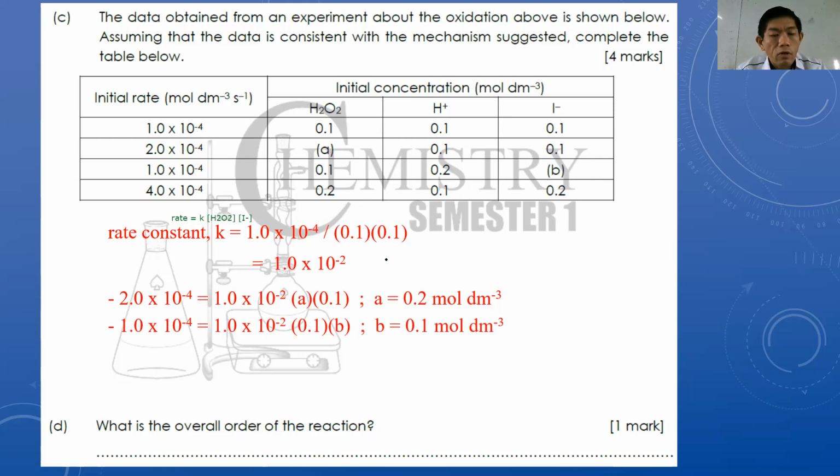D, what is the overall order of reaction in here? Since rate is equal to K H2O2 times I minus, both of them are first order, so the overall order is second order.